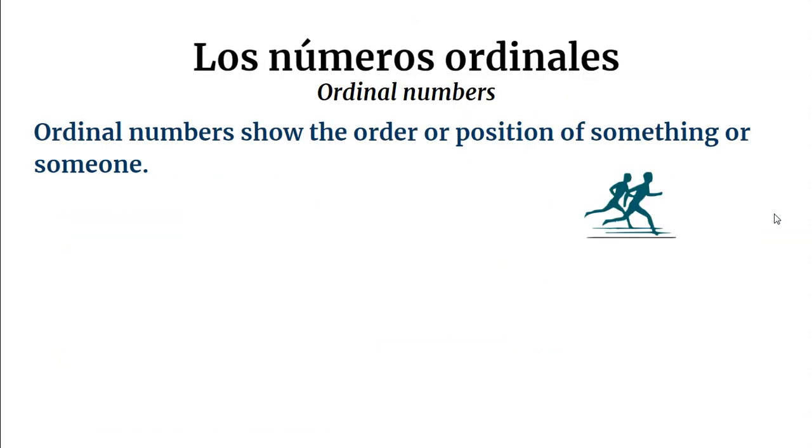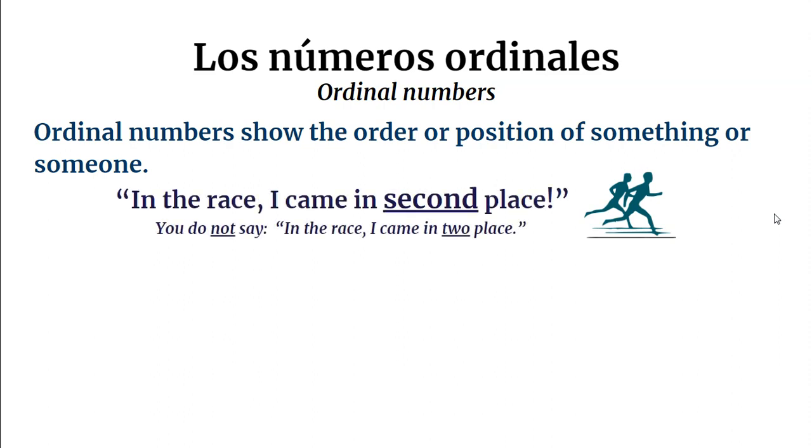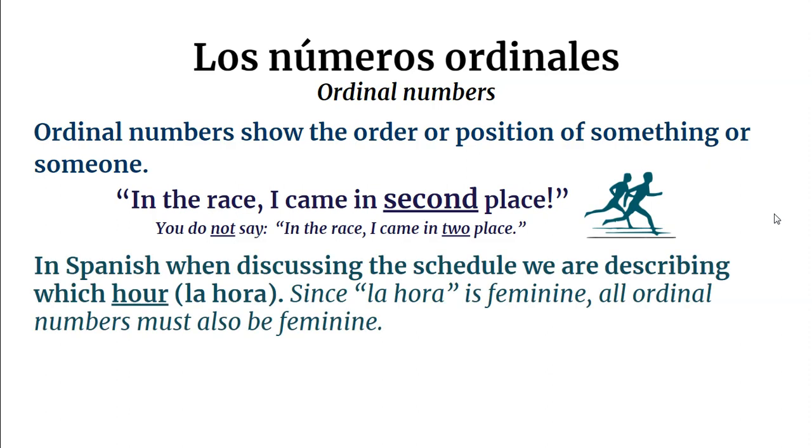What are ordinal numbers? Ordinal numbers show the order or position of something or someone. I could say, in the race, I came in second place, but you can't say, in the race, I came in 2nd place. So for Spanish, we're not going to use your class schedule in talking about it. We're not going to say dos hora. We're going to learn, how do I say second? In Spanish, when discussing the schedule, we're describing la hora, or the hour.